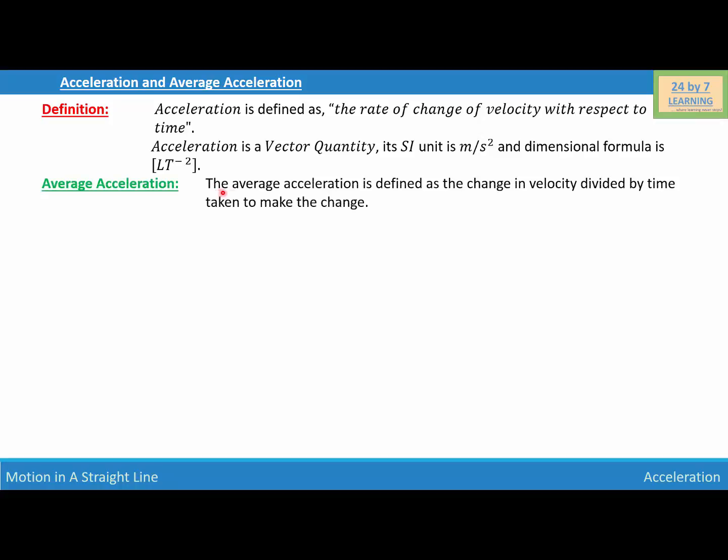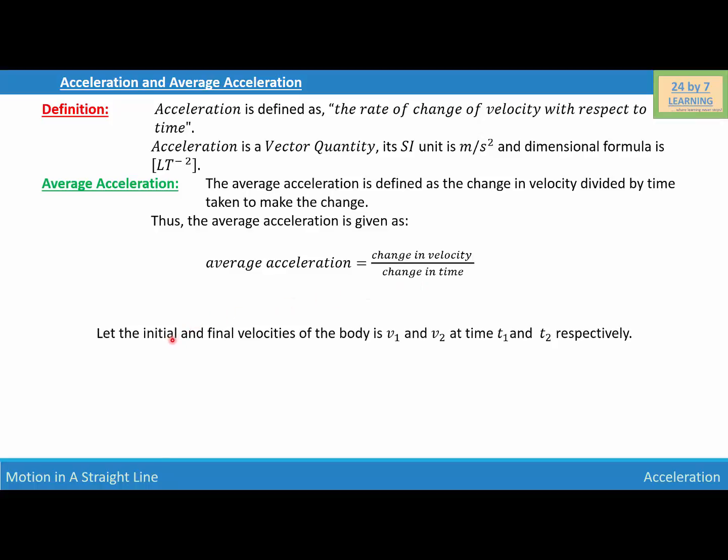Average acceleration. The average acceleration is defined as the change in velocity divided by the time taken to make the change. Thus, average acceleration is equal to change in velocity over change in time. Now, let's consider a body with initial and final velocities v1 and v2 at times t1 and t2 respectively.